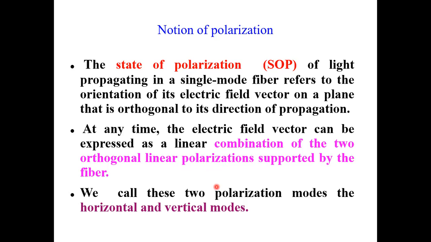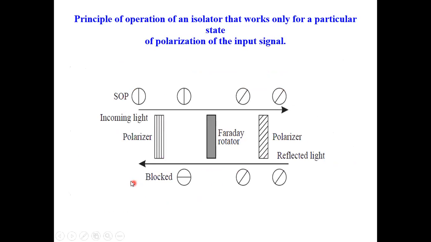Let us see the simplest diagram. This is the diagram in your book. This is just the principle. Suppose this is the internal of your isolator, or the same principle applies for a circulator also. The title is Principle of Operation of an Isolator, which works only for a particular state of polarization of the light signal. Now the construction is: I have a polarizer here, a second polarizer over here, and in between I have a Faraday's rotator. Suppose this is my incoming light and this is the state of polarization.